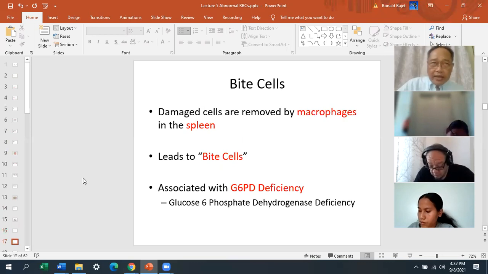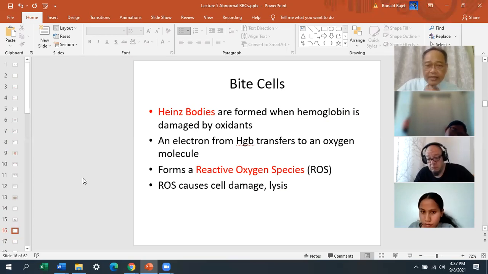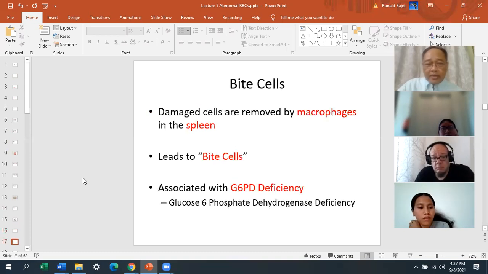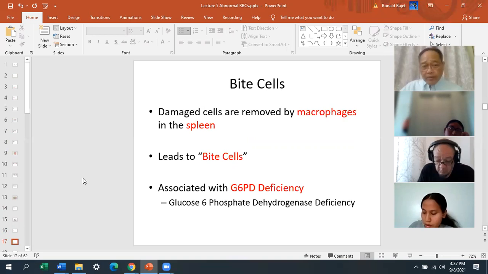Okay. These damaged cells that contain the Heinz bodies, the reactive oxygen species. So you know how you get the reactive oxygen species, right? Hemoglobin is damaged and electrons transfer to oxygen, forming a reactive oxygen species. Okay, these are damaged cells, cells that contain Heinz bodies. Your body is smart, and I'll keep saying that throughout the whole course, your body is smart and it wants to get rid of these damaged cells.